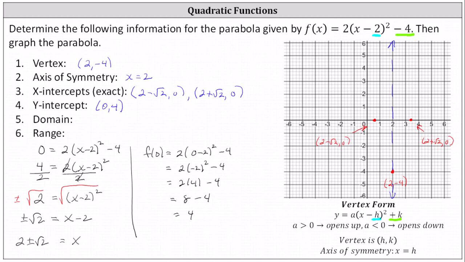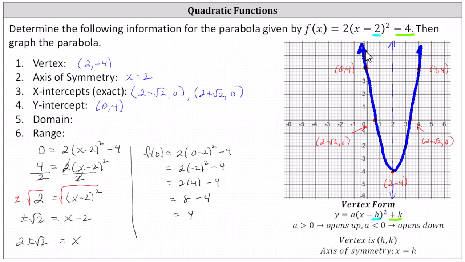Let's go ahead and plot this on the coordinate plane. Notice the y-intercept is 2 units to the left of the axis of symmetry, which means there must also be a point 2 units to the right, which would be here, the ordered pair 4 comma 4. Now that we have enough points, let's go ahead and graph the parabola, and now determine the domain and range.